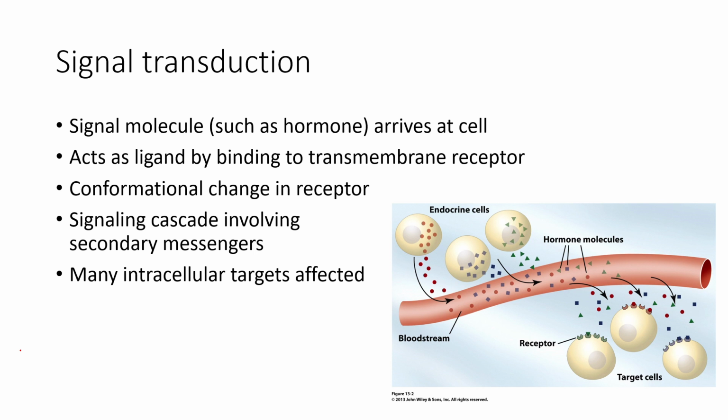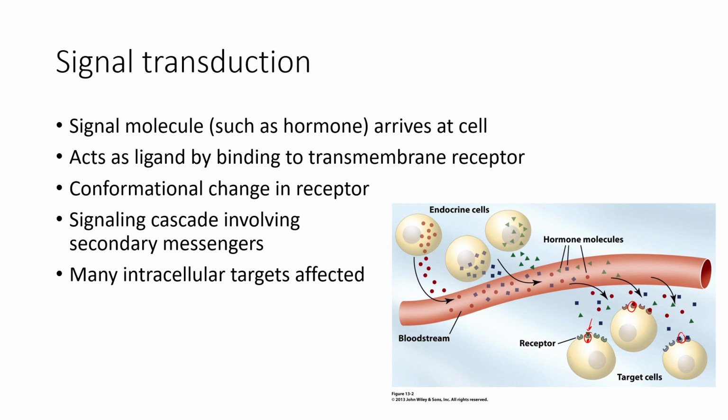In the previous video, we talked about how hormones might travel through the bloodstream, and they are basically a signal molecule. Once they arrive at their target cell, they act as a ligand by binding to a receptor on the cell that's specific to that hormone. Once the ligand, which is the hormone, binds to that receptor, a conformational change happens in that receptor. Because this is a transmembrane receptor, the information from the outside of the cell ultimately moves to the inside of the cell.